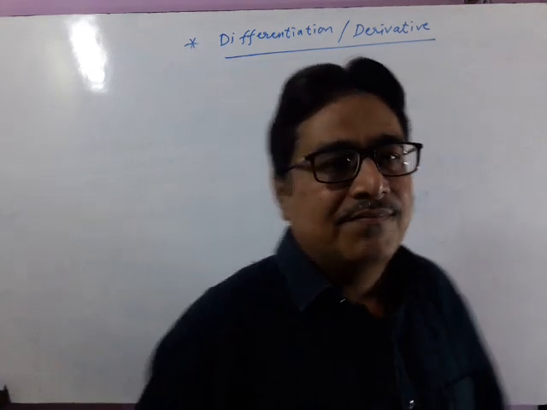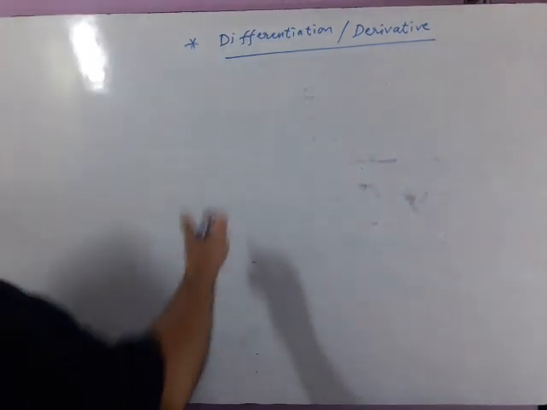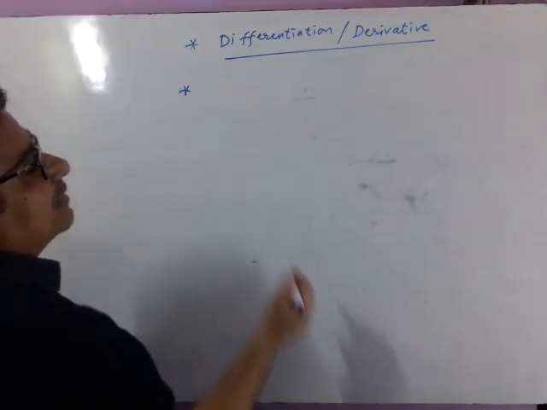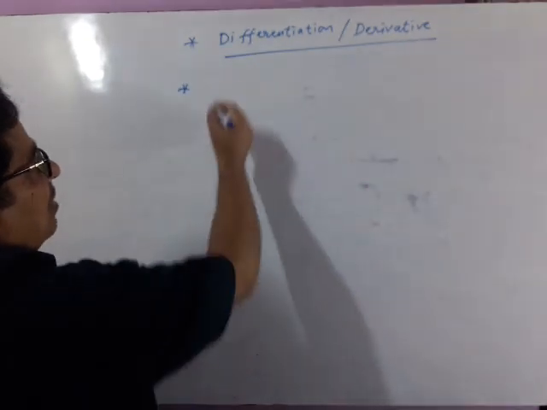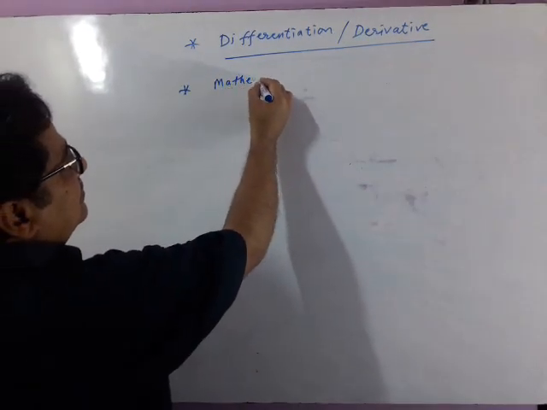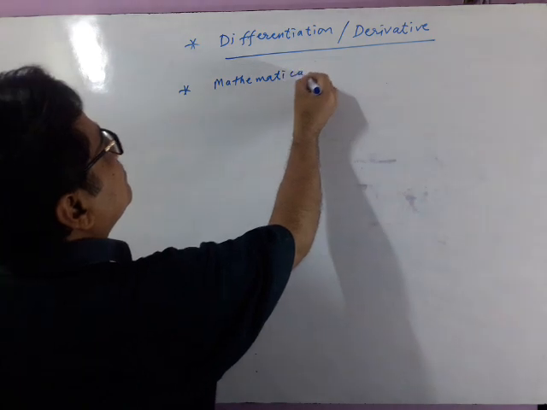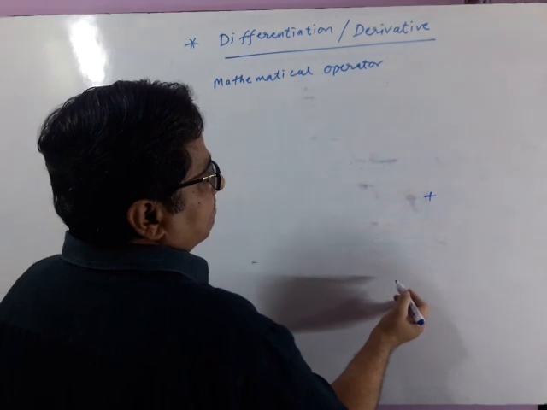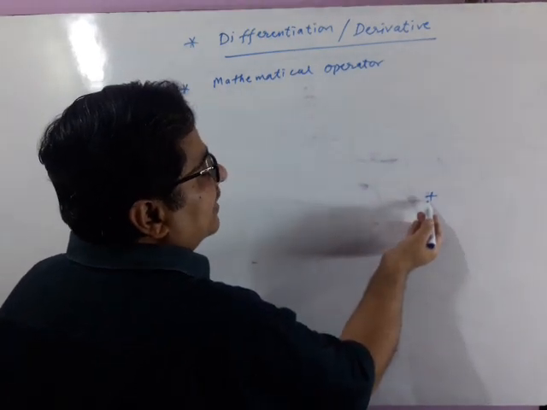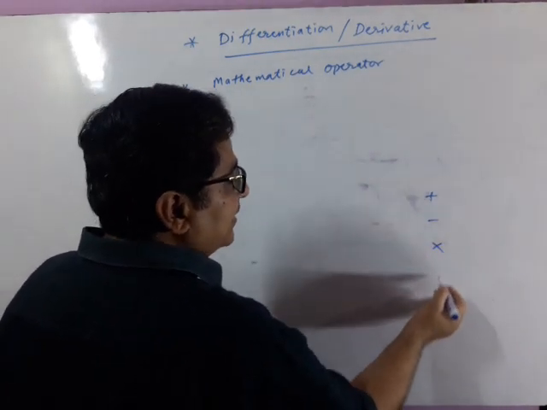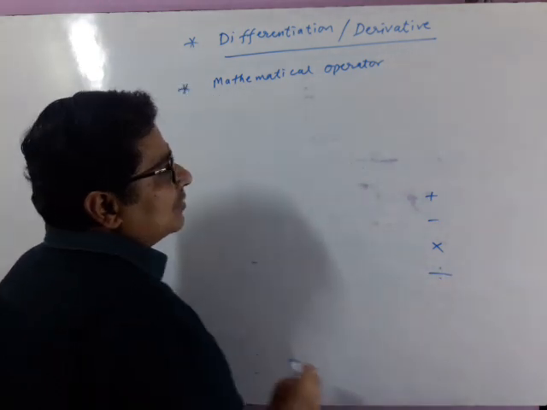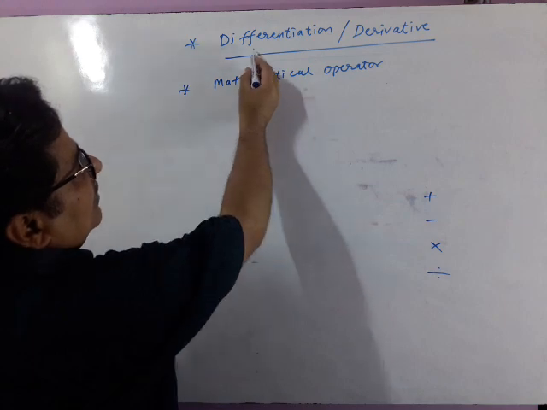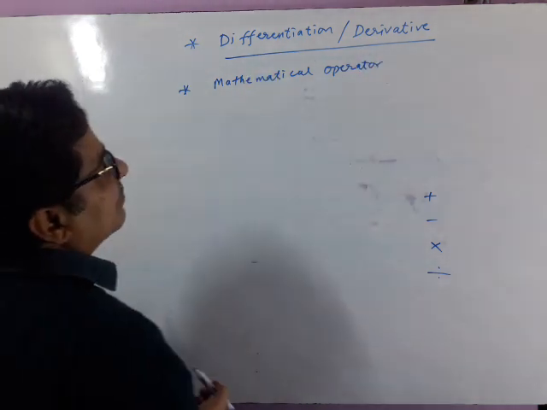Differentiation or derivative. Now what is differentiation? It is one mathematical operator. Mathematical operator means like addition operator. These are mathematical operators: addition, subtraction, multiplication, division. Today we are learning a new mathematical operator called differentiation or derivative.